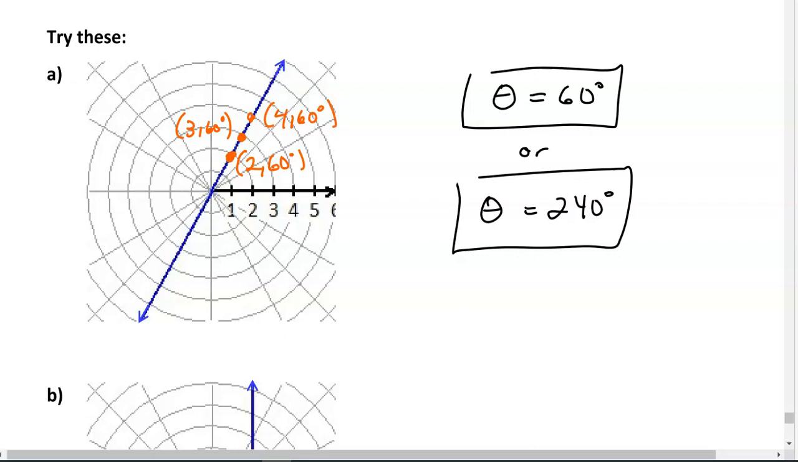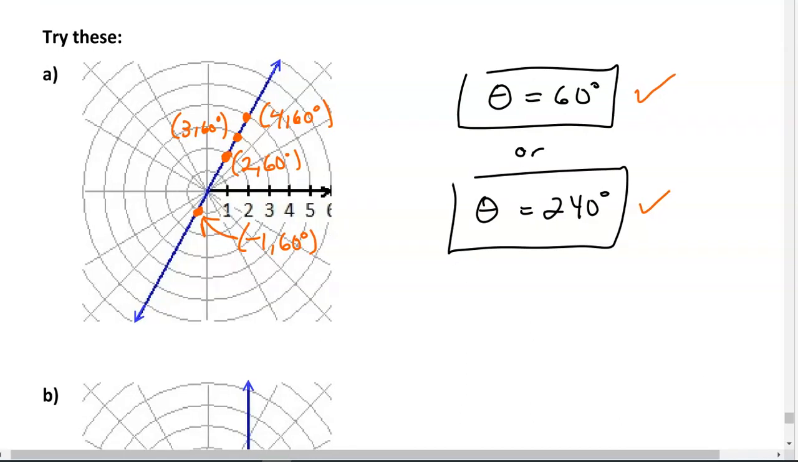So when we're writing the equation of this line, we want to think about what all these points have in common. Well, they all have the same theta value. Even the ones on the other side could be, for instance, -1, 60 degrees. Now, you could say theta equals 60 degrees, and that'll be correct. You can also say theta equals 240 degrees using the quadrant 3 portion of the graph, and that'll also be correct. So there are multiple correct answers here.